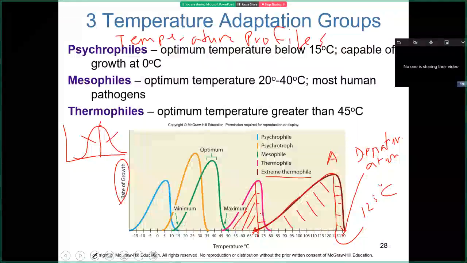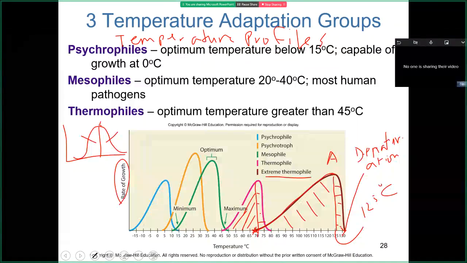And then below the optimal temperature, you can see you come down to zero growth. So at that point, for extreme thermophiles, the temperature is about 68, right in here. The organisms aren't killed there. There's no denaturation. It's just that the temperature is too low for them to be able to metabolize optimally.